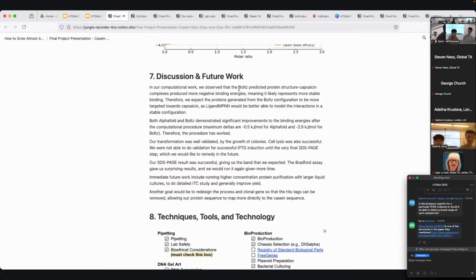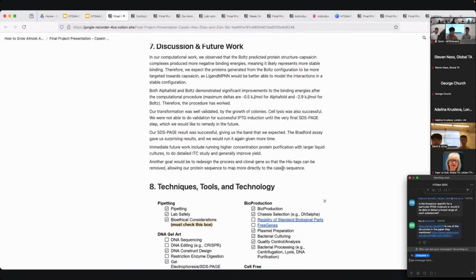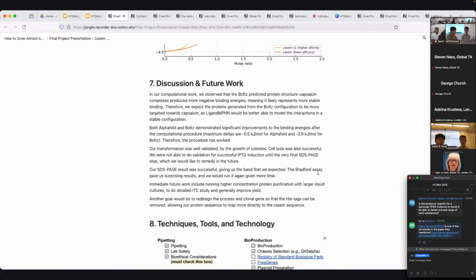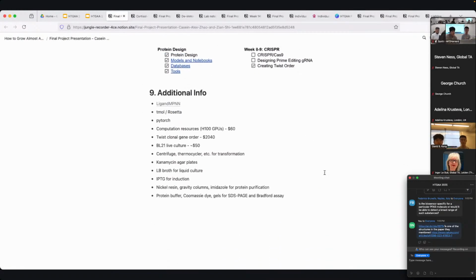We noticed that Boltz's protein structures had better binding scores, because Boltz is more aware. It can fold the protein while being aware of what the ligand is, instead of AlphaFold, which just takes the protein. The transformation was well validated, and our SDS page result was successful, giving us the band we expected. In future work, we would like to do a larger liquid culture to collect more protein at a higher concentration and do ITC, because with our current samples ITC is not really feasible. That's basically it.